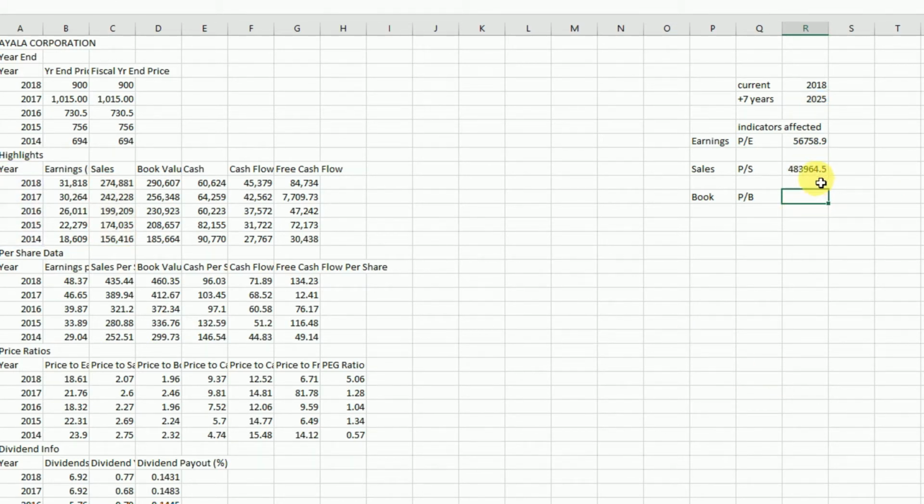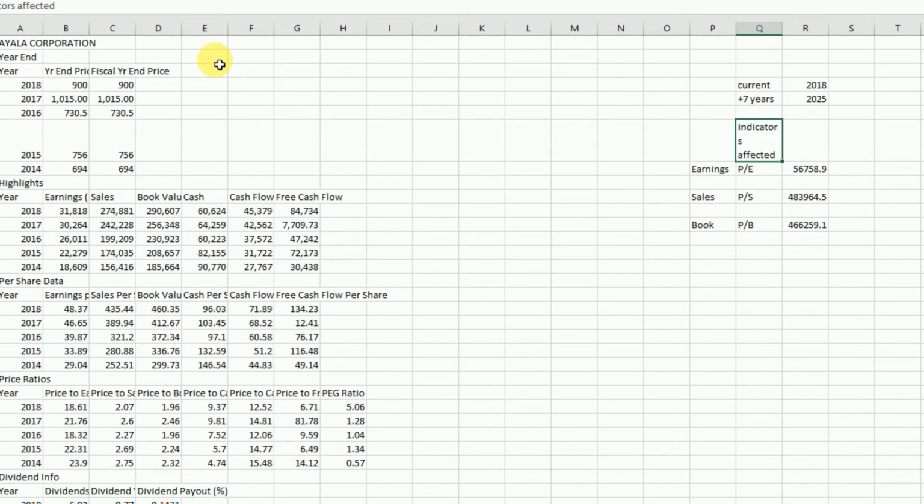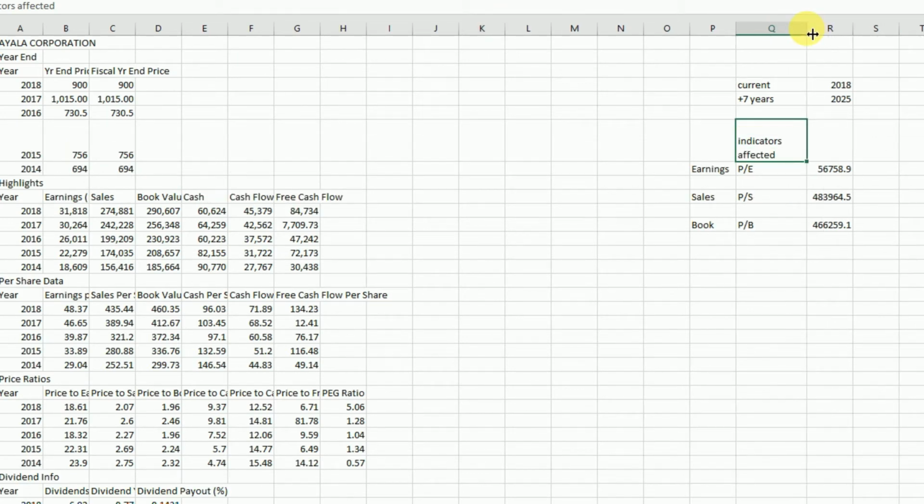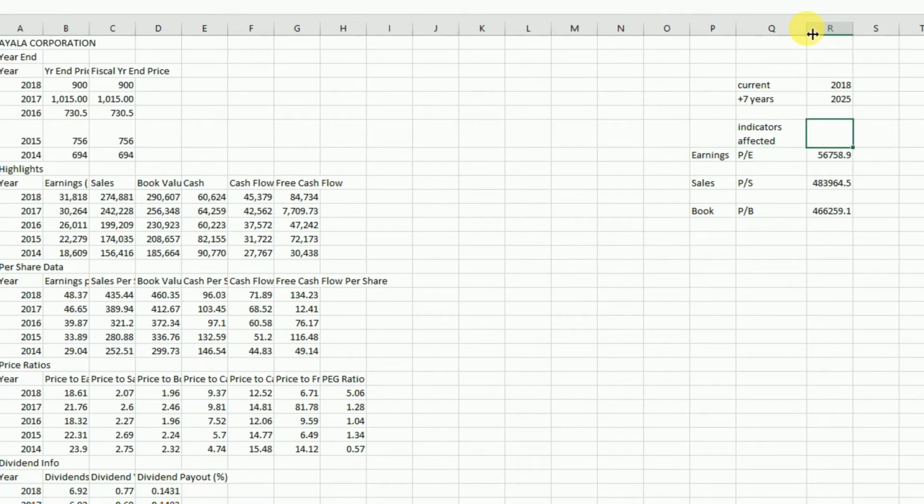So 483, it started at 156 to 74, meaning sales is increasing. Price to book. This is somehow tough to forecast. There are many factors, but still, let's proceed. Then we have the book value, known Y, and then known X. So we have indicators affected. Maybe we could wrap text that. So this is actually how it looks like. Indicators affected. And this is the forecast.